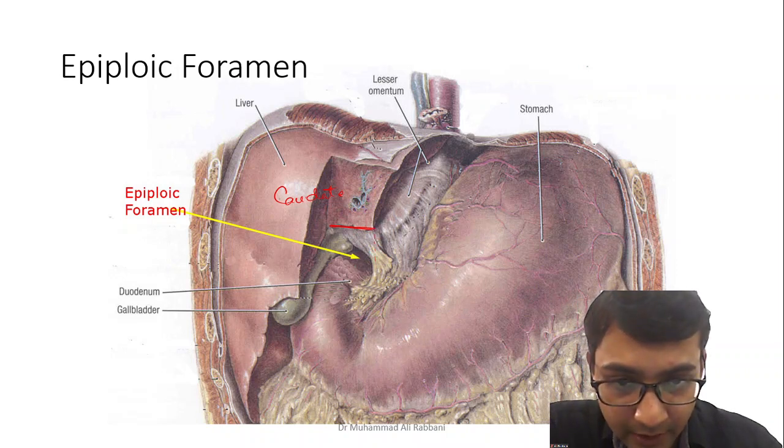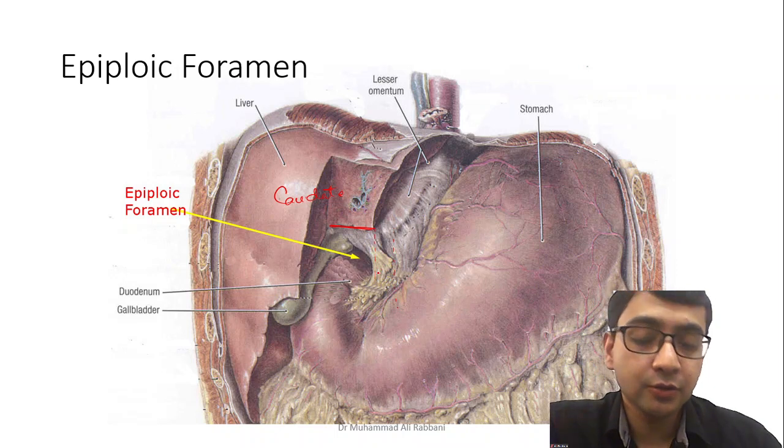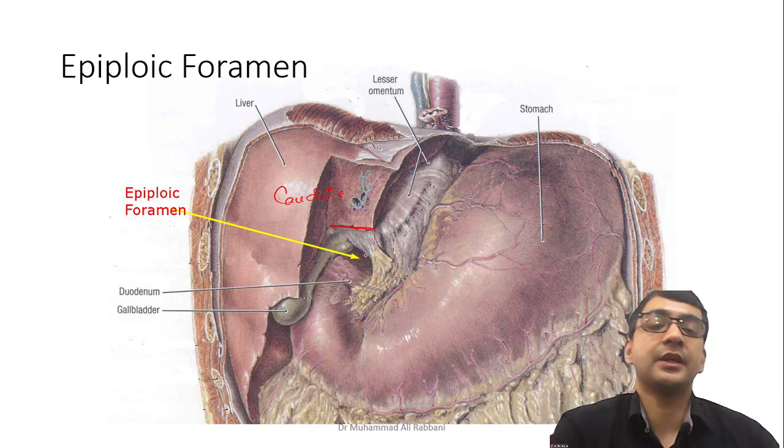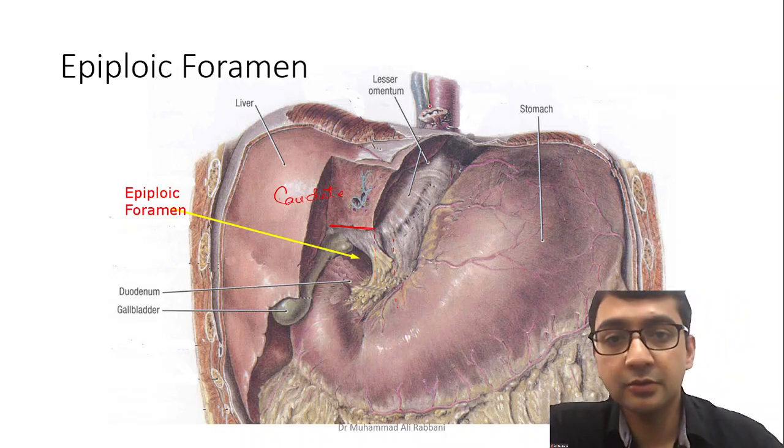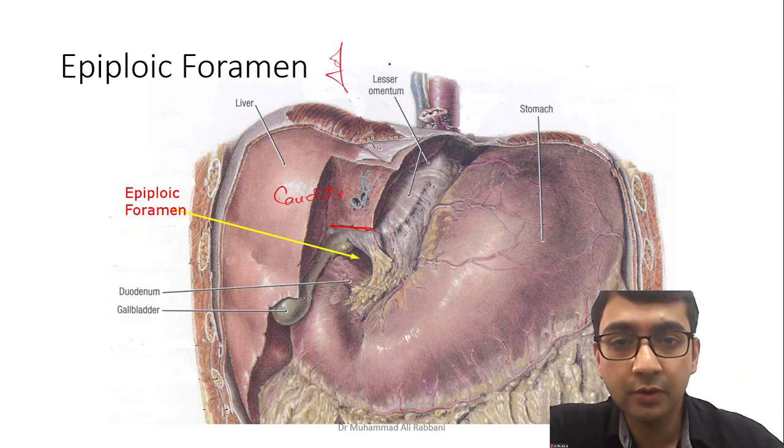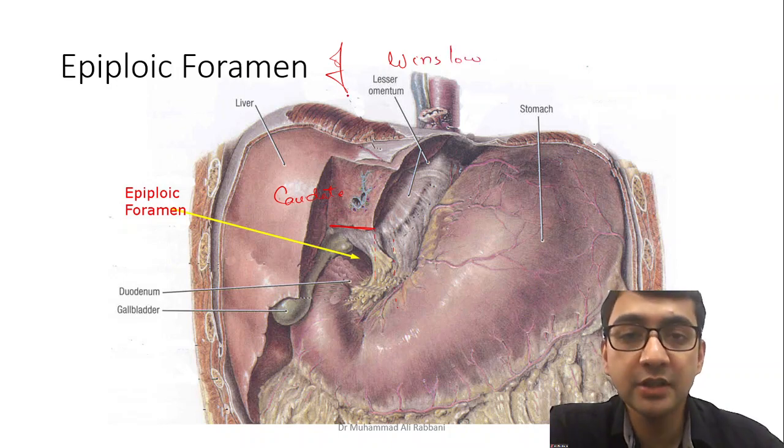In the posterior aspect, it is not very clearly shown, but actually behind this runs the inferior vena cava. So here just behind it there is the inferior vena cava. These are the four boundaries of the epiploic foramen, and it is also known as the foramen of Winslow.